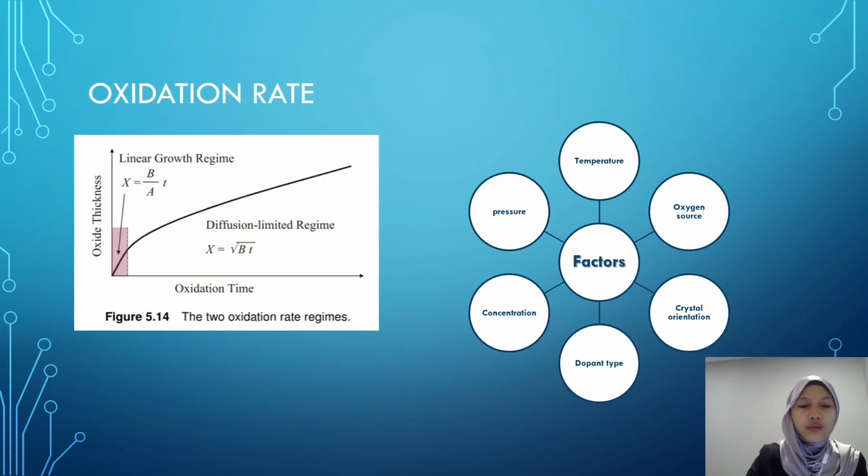Oxidation rate. When the oxide layer is thin, under 500 angstrom, the oxygen continues to diffuse into the silicon with ease, and therefore the silicon dioxide grows linearly with growth time. When the oxide layer is thicker, the diffusion process slows down because of the collisions between the atoms in the oxide layer. Thus, the diffusion limited regime is slower than the linear growth regime. Oxidation rate is affected by many factors, especially by temperature.